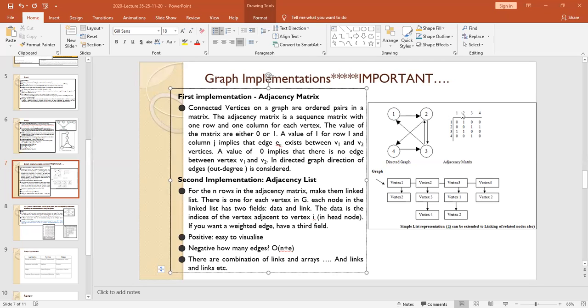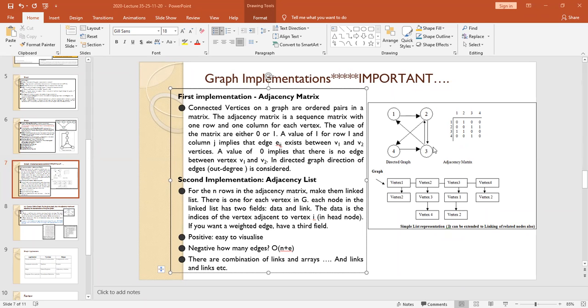Now we shall see this in the example. This is a directed graph. See here, 1 to 1, there is no edge, so 0. 1 to 2, there is an edge, so it is represented as 1. Keep in mind it is a directed graph. So 1 to 2 is there, but 2 to 1 will not be there. In directed 1 to 2, 2 to 1 has no value. 1 to 2 there is a path, that's why we have given it as 1.